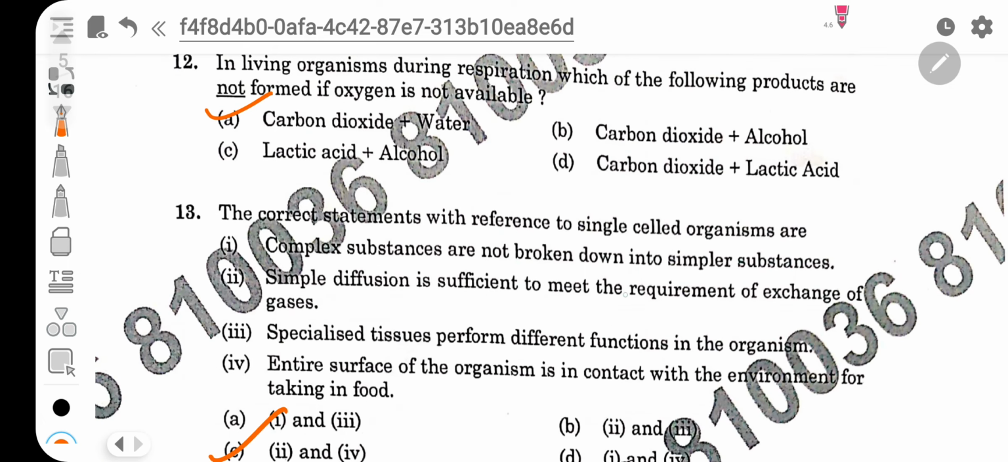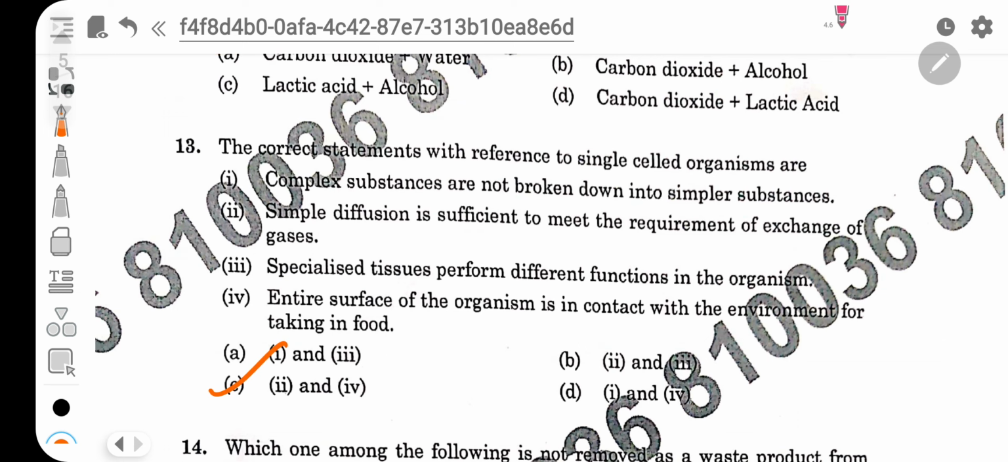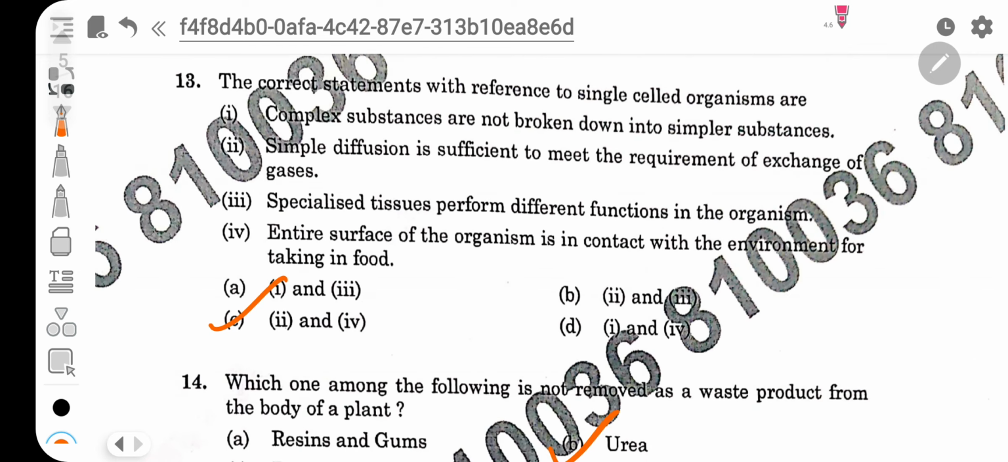The correct statements with reference to single-celled organisms are: complex substances are not broken down into simpler substances. No. Simple diffusion is sufficient to meet the requirement of the exchange of gases. True. Specialized tissues perform different functions in the organism. Not true. The entire surface of the organism is in contact with the environment for taking in food. So the answer will be 2 and 4, because statements 2 and 4 are correct.